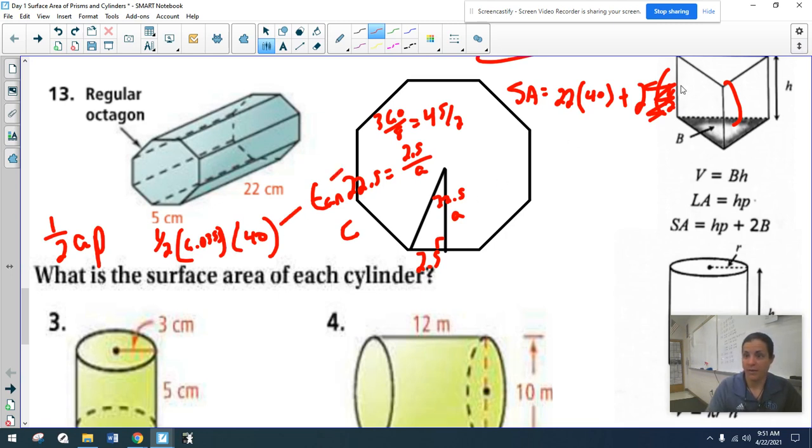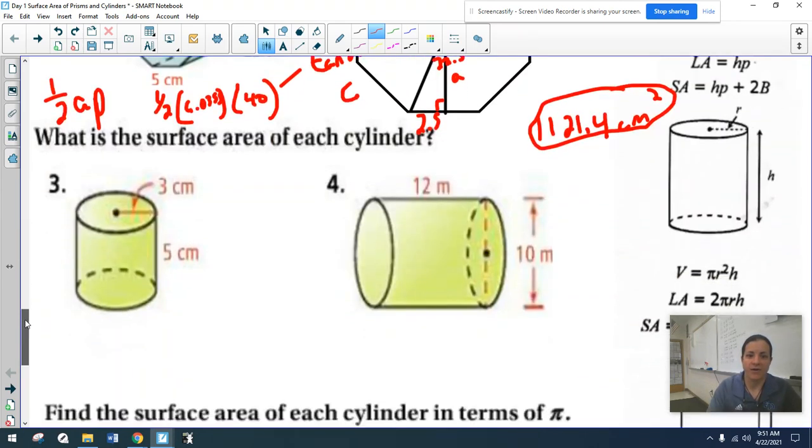Come on, pen. And then that's going to end up giving me 241.4214. Okay, so this is the area of my base. And then I'm going to add 22 times 40 to that. So my final for this one is going to be 1,121.4 centimeters squared.